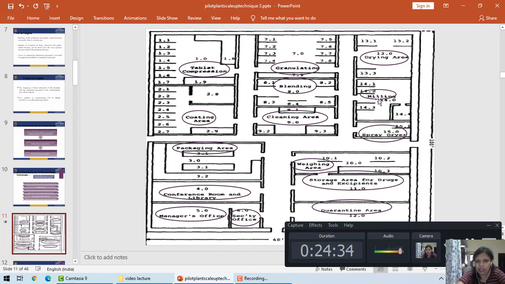So you can see here, this is the layout of the tablet compression pilot plant. As we have discussed, there should be a proper arrangement of equipment, so the area is divided accordingly. Spray drying, first we have to dry, so the drying area is there, then milling, then granulation, after granulation there should be blending, then cleaning is there. If you want to clean the certain things related to tablet compression and coating, you can take them here and clean here.